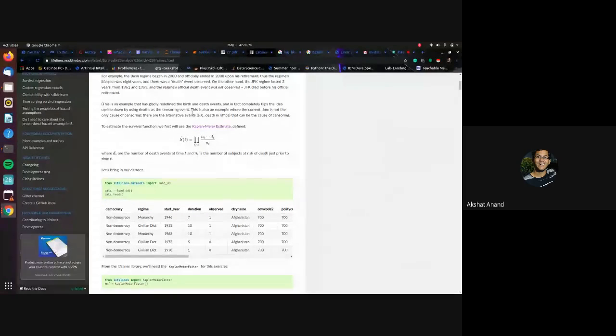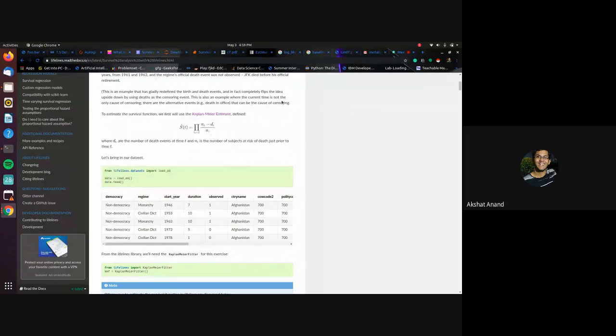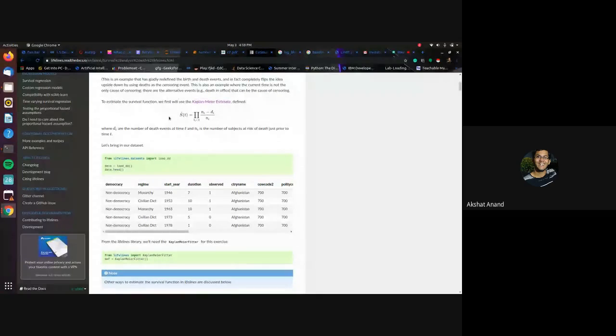This is also an example where the current data time is not the only cause of censoring. There are alternative events. For example, death in office can also be a cause for censoring data. There can be many cases depending on the domain we are solving the problem for. Now we are coming to the model, that is the Kaplan-Meier estimation. It is defined as S of t, that is the product of (n of i minus d of i) over n of i.